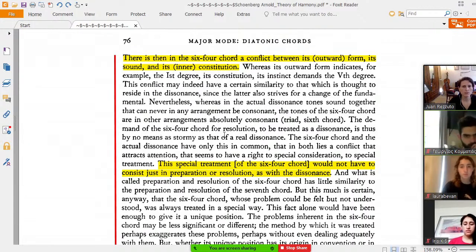The demand of the sixth chord for resolution, to be treated as a dissonance, is thus by no means as stormy as that of a real dissonance. The sixth chord and the actual dissonance have only this in common, that in both lies a conflict that attracts attention. It seems to have a right to special consideration, to special treatment.